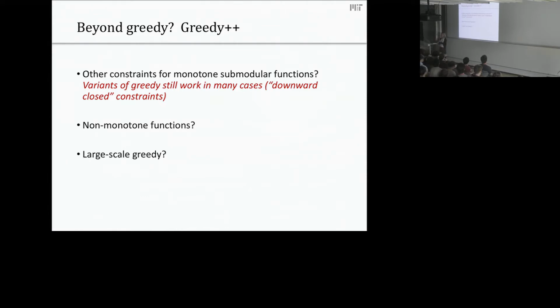And the reason is that if you think about the greedy algorithm, it starts at the empty set and then it goes up. So if you exclude the empty set or anything else, your greedy idea doesn't really work anymore. That's essentially the high-level idea.